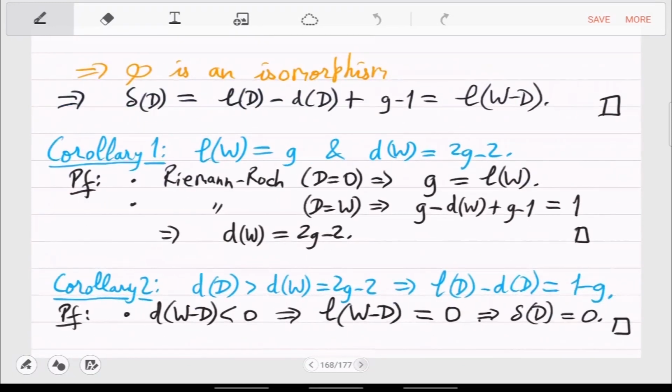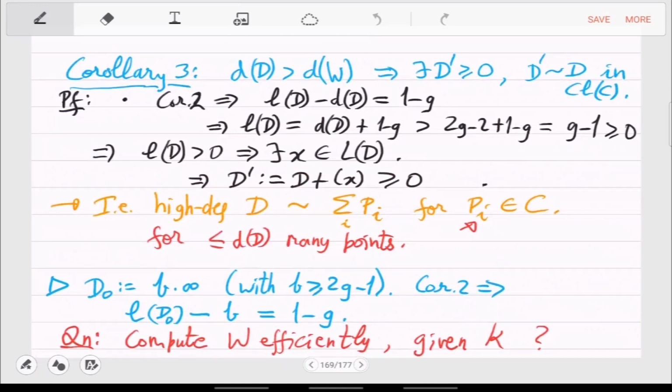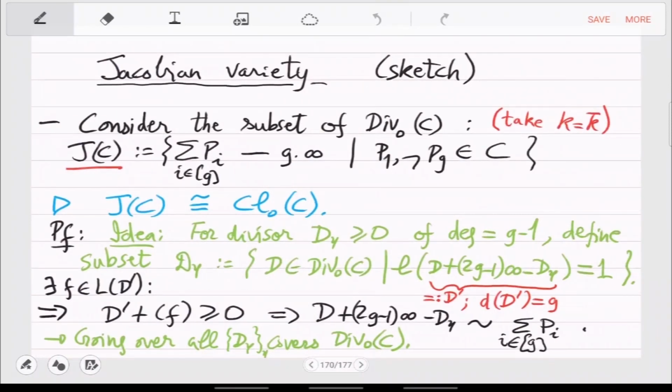Okay, so that finishes Riemann-Roch and corollaries. And in the Jacobian variety, let's recall that. The Jacobian variety will be given by these: we are essentially partitioning the divisor 0 classes into these subsets which we call C gamma.